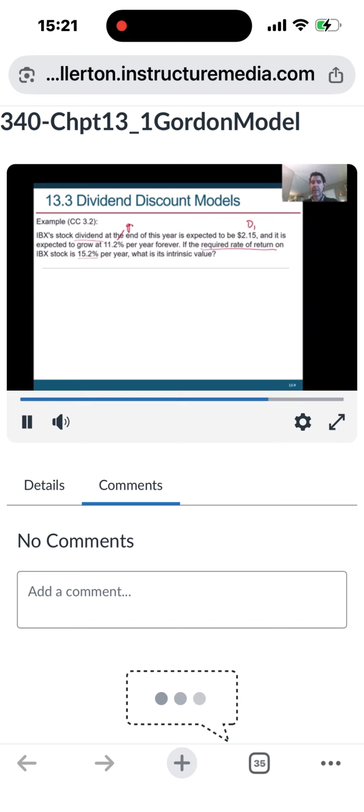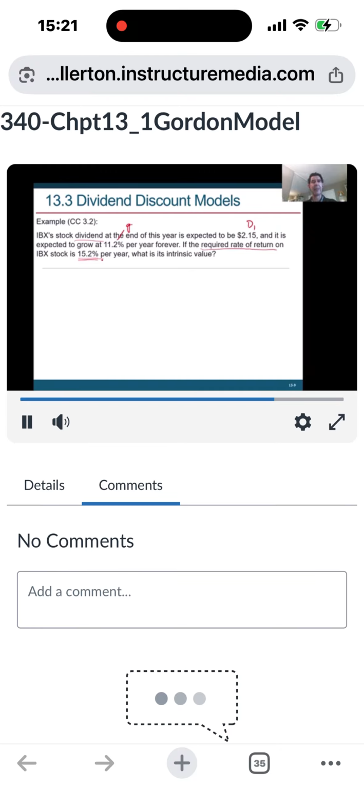Now we come to this. If the required rate of return on IBX's stock is 15.2%, what are they telling us there? Required rate of return. We haven't seen that terminology before. This is actually the market capitalization rate. So what did I say the market capitalization rate represented? It's what's a reasonable rate of return for this stock. And we're taking that reasonable rate, in most cases, to come from CAPM.